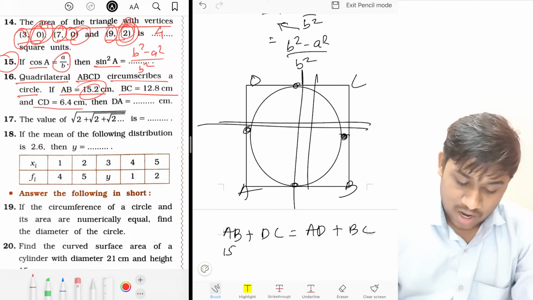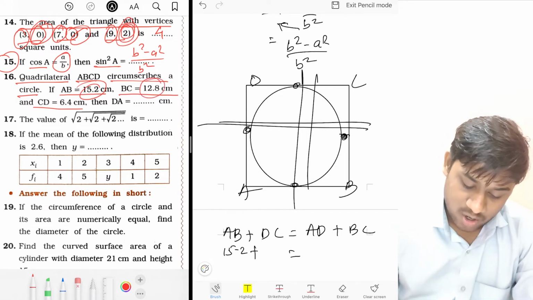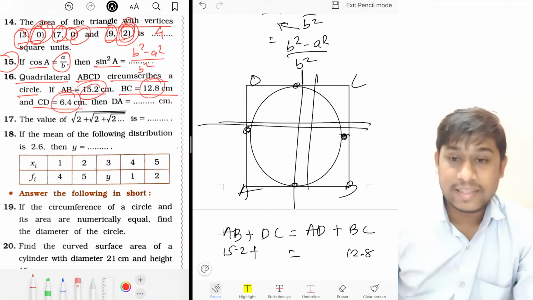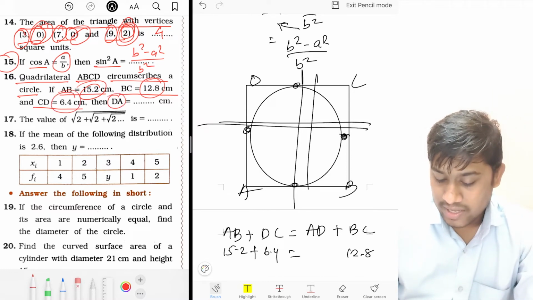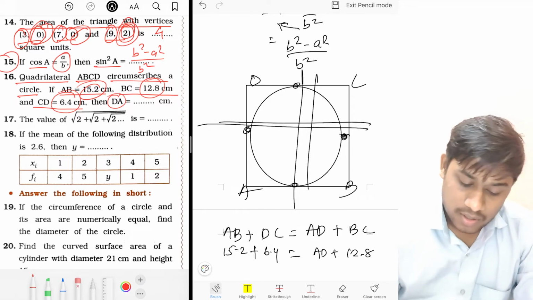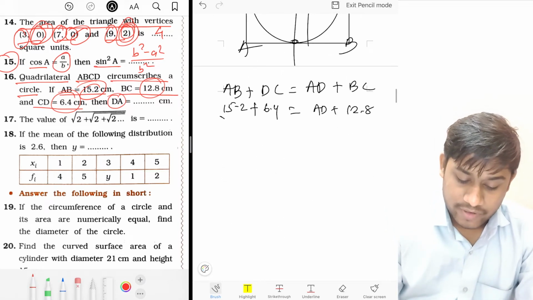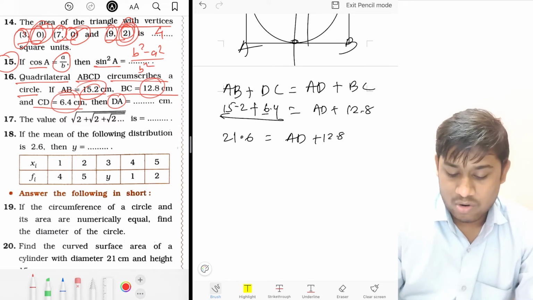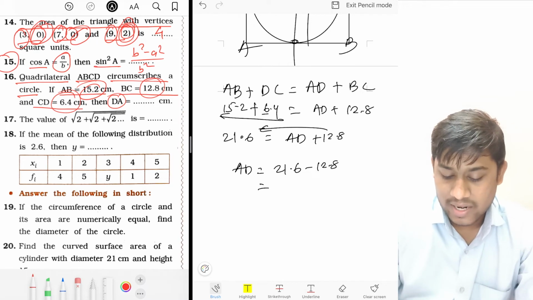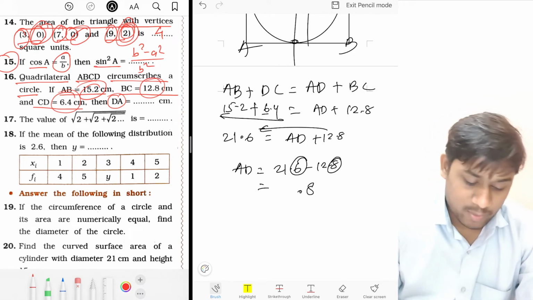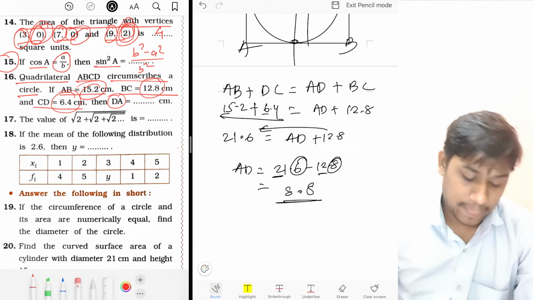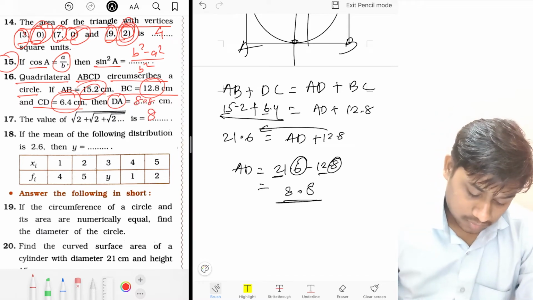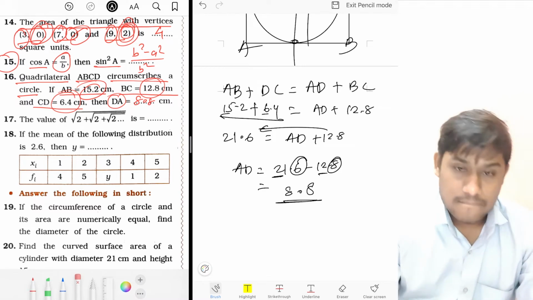So what we have, AB 15.2 plus BC, how much, 12.8, and CD, how much, 6.4, and we are going to find DA, right? AD or DA, both are the same. So add this: 15 plus 6 we have 21.6 is equal to AD plus 12.8, which will go that side and become subtract. So AD is 21.6 minus 12.8. How much? 16 minus 8 we have 8, and 20 minus 12 we have 8. So 8.8 is your answer. Sorry, 8.8. Got it?